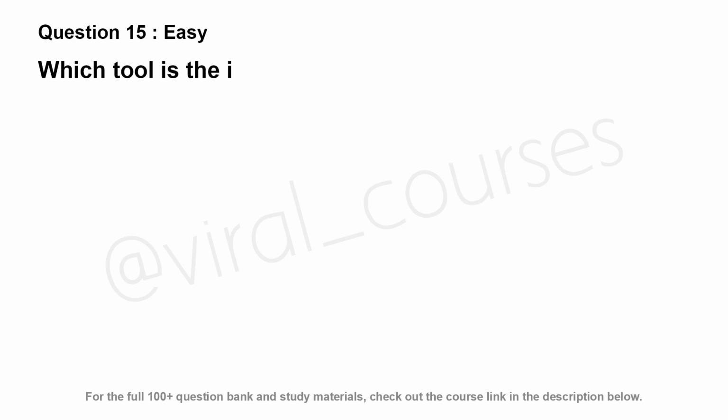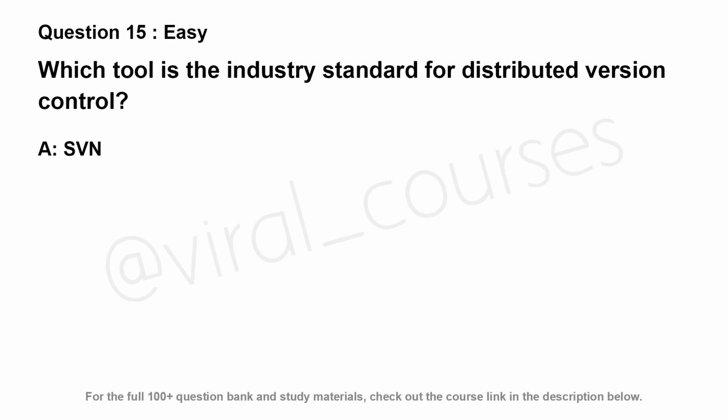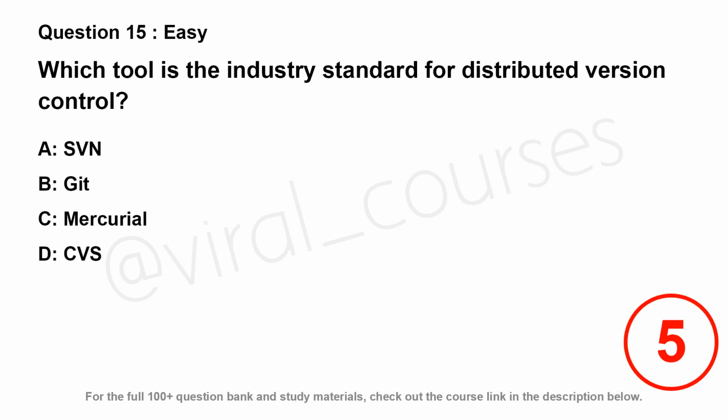Which tool is the industry standard for distributed version control? Option A, SVN. Option B, Git. Option C, Mercurial. Option D, CVS.